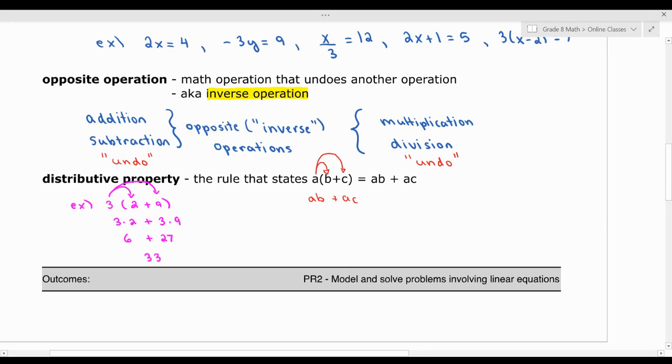Okay, but the key part is the fact that when you apply distributive property, you would end up with 6 plus the 27. So 3 times the 2, and then plus 3 times the 9.